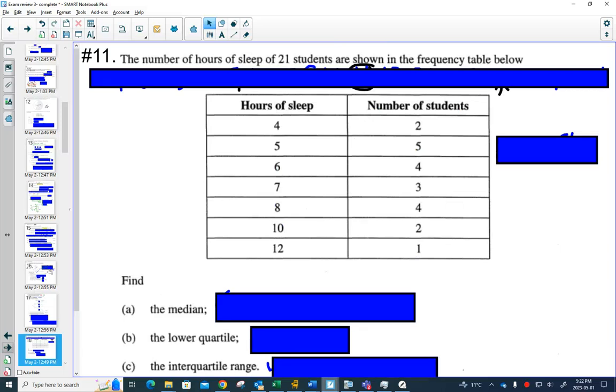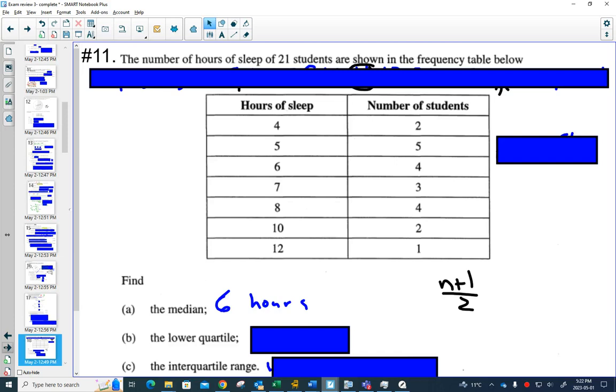Number of hours of sleep of 21 students are shown in the frequency table below. Okay? Find the median. If there are 21 students, which student is in the middle? Student number 11. Okay? How do you find the middle number? You can always do number plus 1 divided by 2. Okay? Where is the 11th student? 2, we're at 7. 11 students would be right here. So that would be 6 hours.